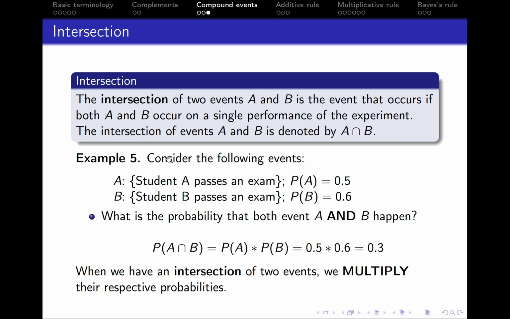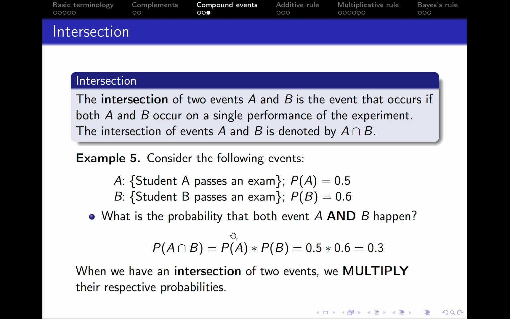And to understand the concept of intersection better, let's have a look at an example, which will be example number 5. So let's consider the following events. Event A is student A passes an exam, and we know that the probability of this happening is 0.5. And event B is student B passes an exam, and we know that the probability of this happening is 0.6. And the question is, what is the probability that both event A and B happen, so that both student A and student B pass an exam at the same time?